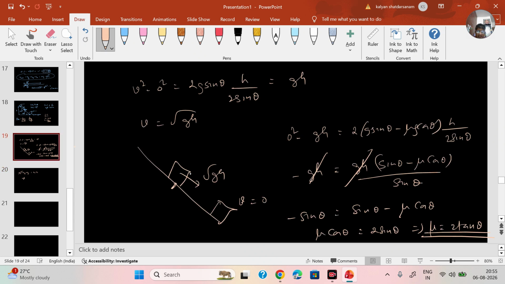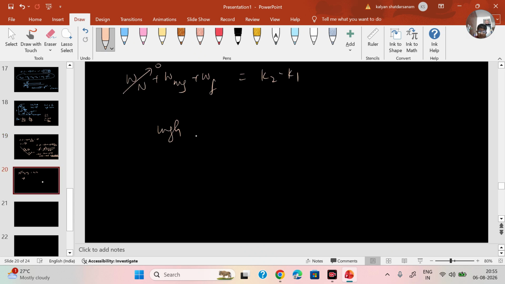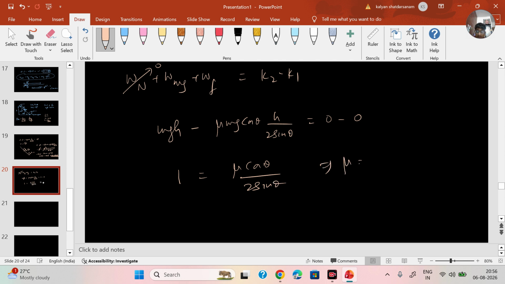Friction does work only in the second half. What is the frictional force? mu mg cos theta, that is the force. What is the displacement? h by 2 sin theta. The angle between them is 180, so minus. So work done by mg plus work done by friction is the change in kinetic energy. Final kinetic energy 0, initial also 0, because it is starting from rest and coming to rest. So from here, mgh I can cancel. 1 is mu cos theta by 2 sin theta, or mu is 2 tan theta.